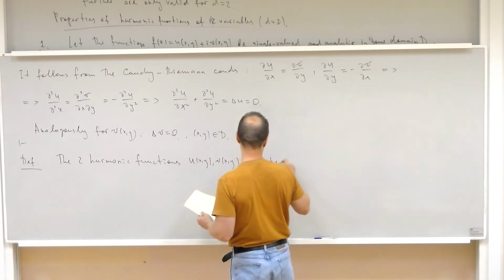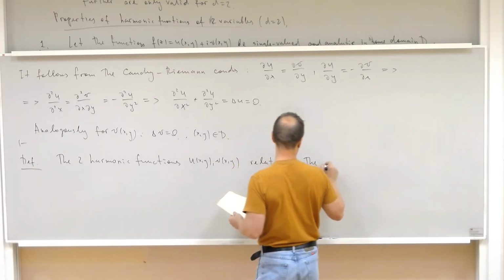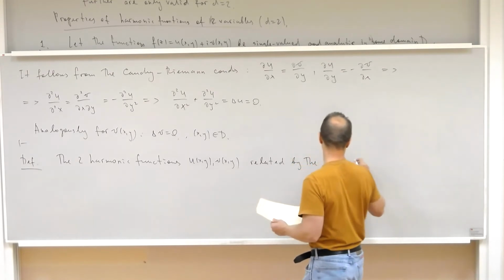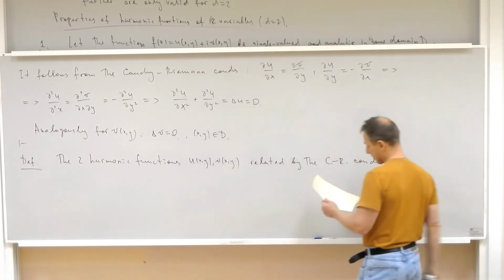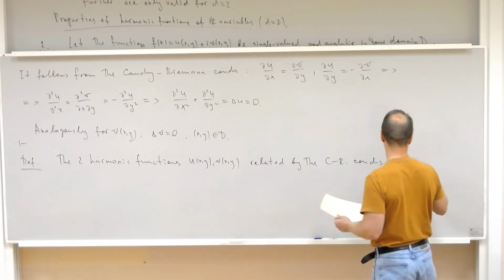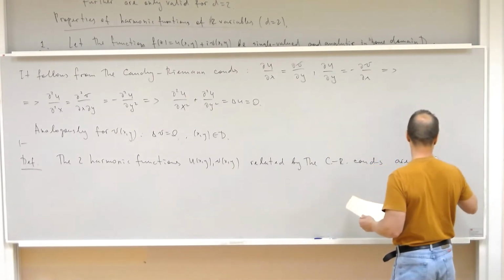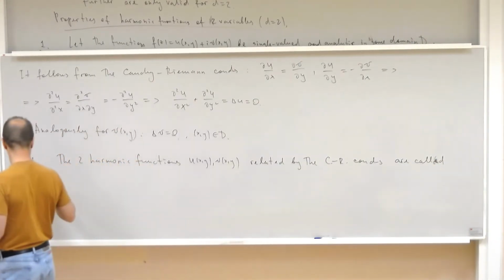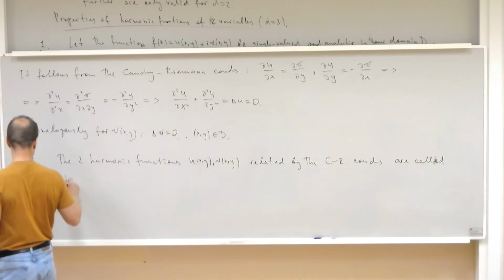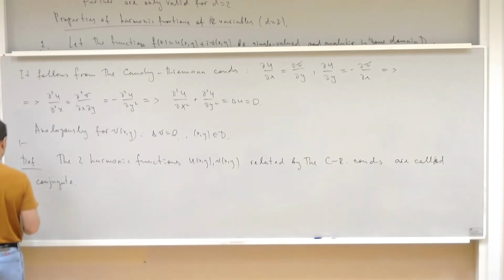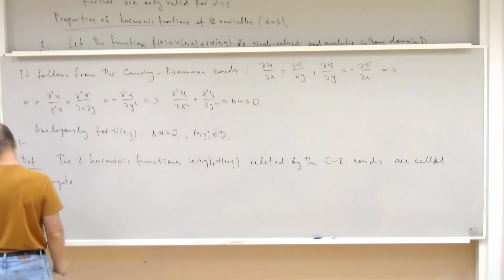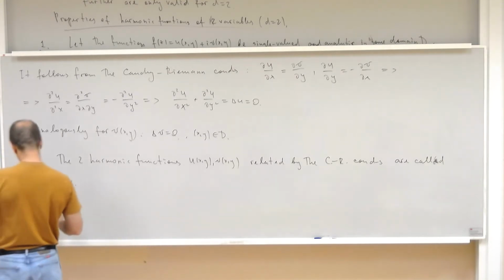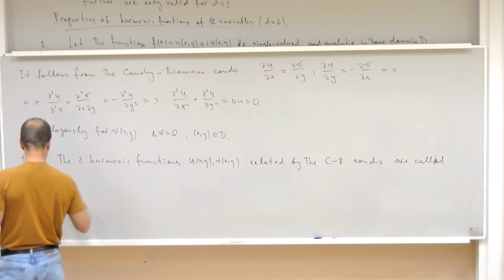Definition. Two harmonic functions related by the Cauchy-Riemann conditions are called conjugate.